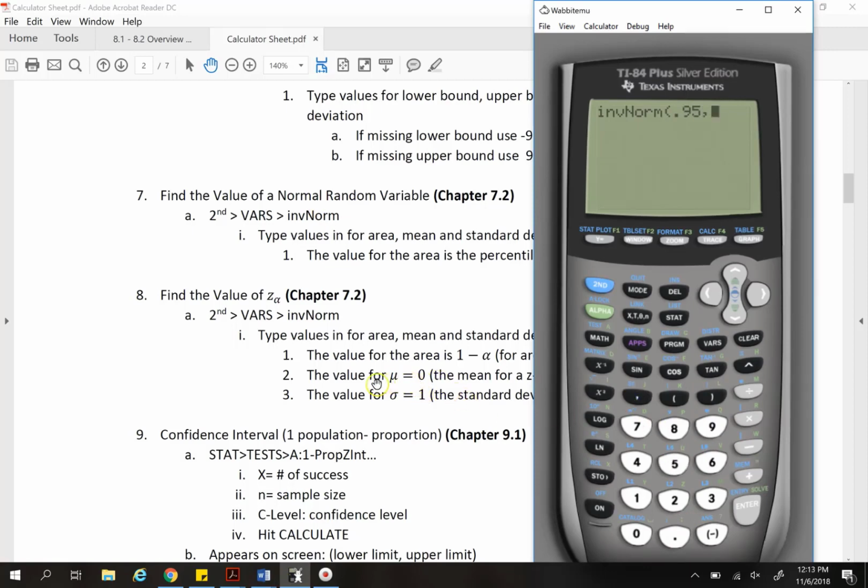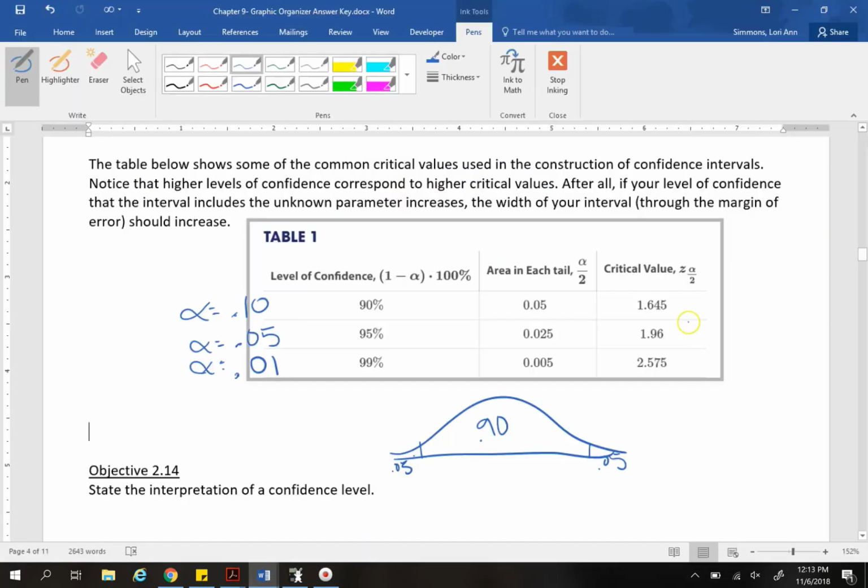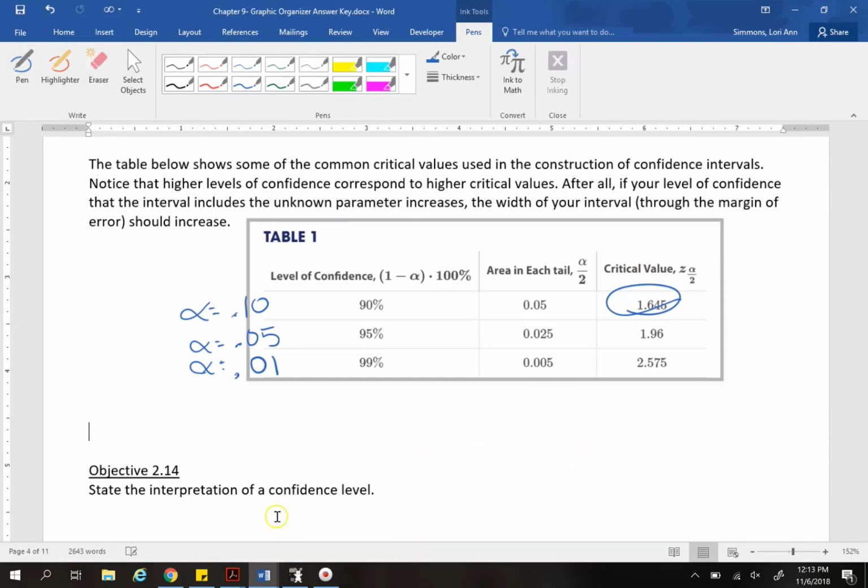And then the value mu equaling 0 and 1. And here you can see we get 1.645, which is right here. All right, so let's create one on our own.